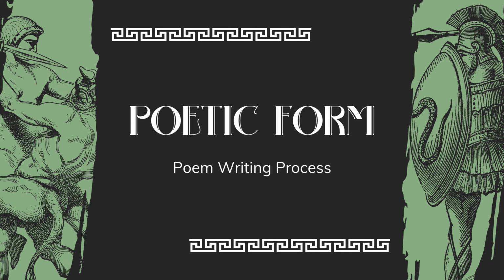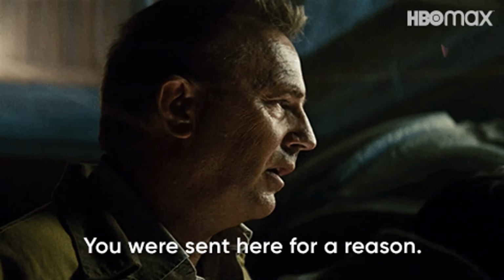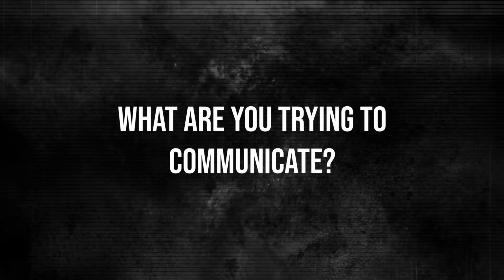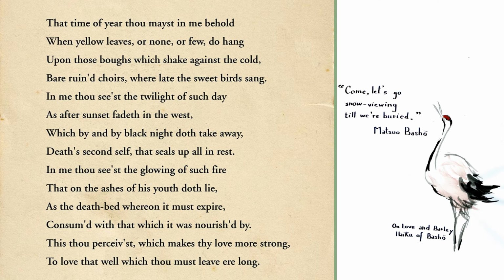Step 6. Poetic form. When choosing a form for your poem, there are a few things to keep in mind. First, consider the purpose of your poetry. What are you trying to communicate? Once you know the goal, you can narrow down your options. For example, a haiku might be the best choice if you want to write a short and sweet love poem. A sonnet might be a better option if you want to write about a complex subject matter.